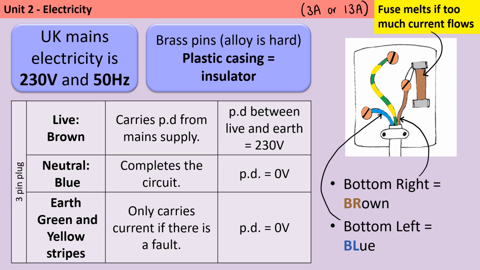Most fuses that we see in plugs are either 3 amp fuses or 13 amp fuses. You could be asked what's an appropriate fuse to use, and you'd be given a multiple choice list. So the idea is that you want to have a fuse that will allow a slightly higher current to flow than what's normal before it melts. So say if the normal current was 11 amps, you would use a 13 amp fuse because that way it's not going to melt unless there's too much current.